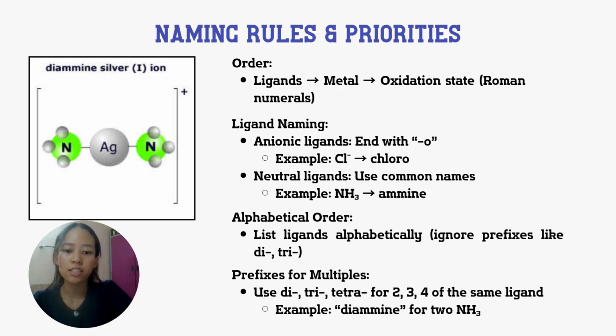After naming all the ligands, we state the name of the central metal. If the complex is an ion, we also indicate the oxidation state of the metal in Roman numerals in brackets. For example, the complex shown above is named diammine silver(I) ion.